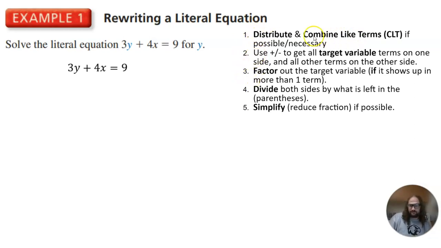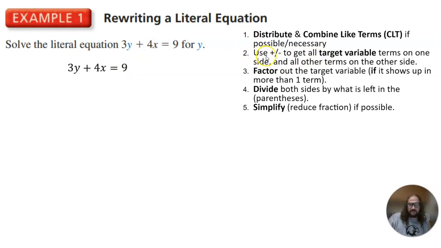So step 1 is distribute and combine like terms. There's no distributive property because there's no group that's multiplied by a number. And there's no like terms on either side. 3y and 4x aren't like terms, and 9 is a constant term all by itself on the right side.